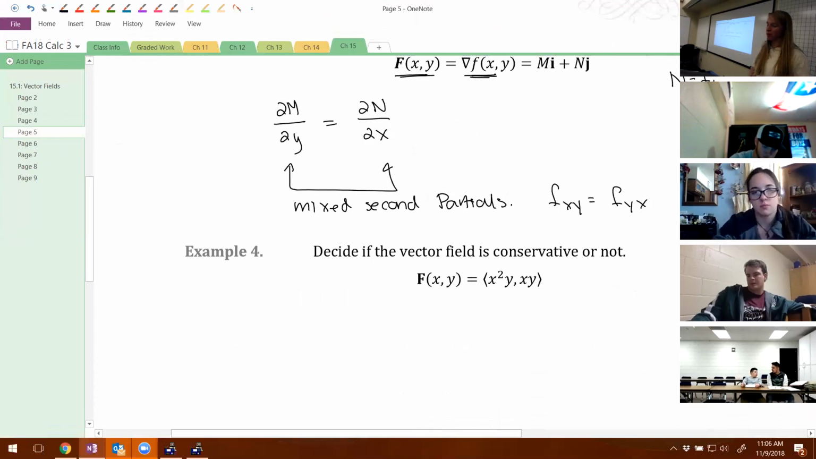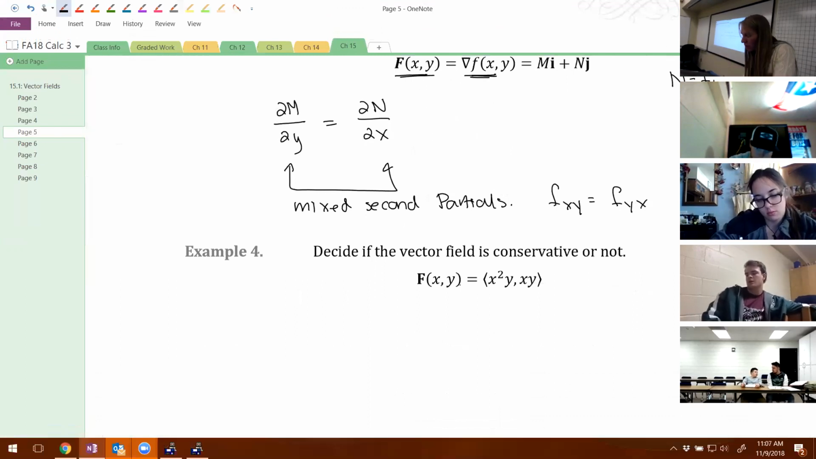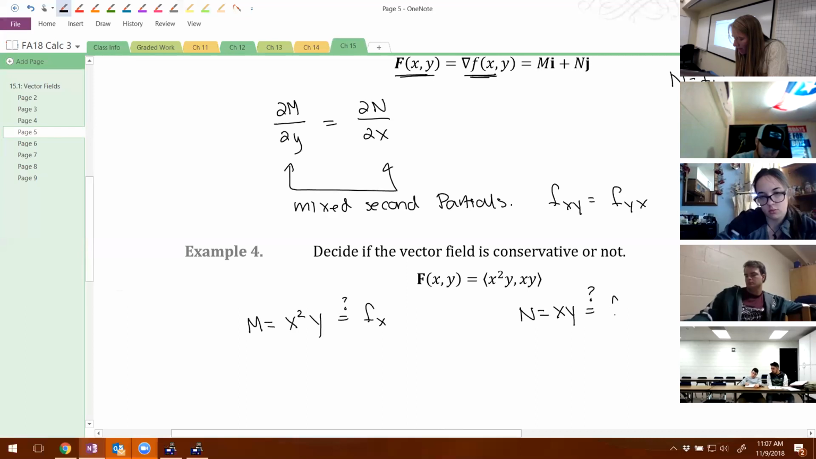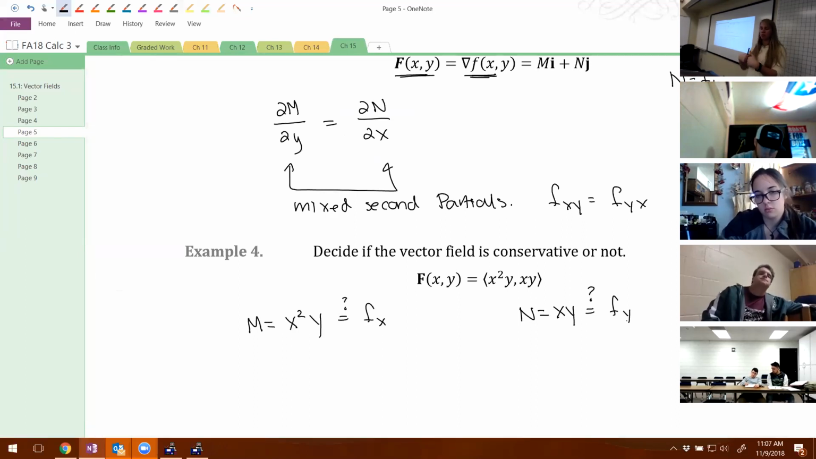So for example, example 4. We're given a vector field. Question: is it conservative? Another way of asking that is, is this the gradient of something? So first of all, let's assume it is. If this is conservative, then this first portion here is the partial derivative of something with respect to x. So we're kind of questioning that right now. And then similarly, the second part of this vector field, xy, we are questioning if that is the partial of something with respect to y. Okay? And if this works out, where it turns out to be conservative, so where the mixed partials are equal, then we know indeed that these are actual gradients here.